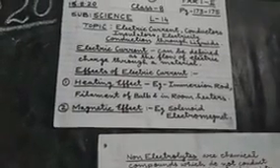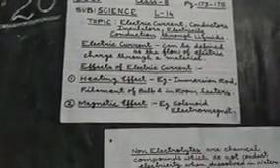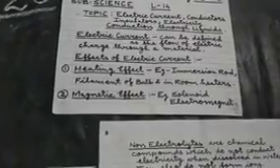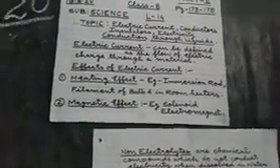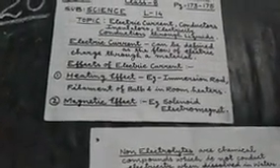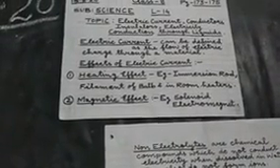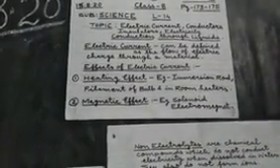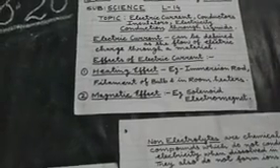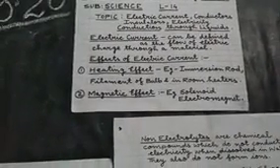So in the previous class, we first discussed how you will define the term electric current. Electric current can be defined as the flow of electric charge through a material. So how will you define electric current? Electric current can be defined as the flow of electric charge through a material. After that, I explained which types of effects are generated by the electric current.